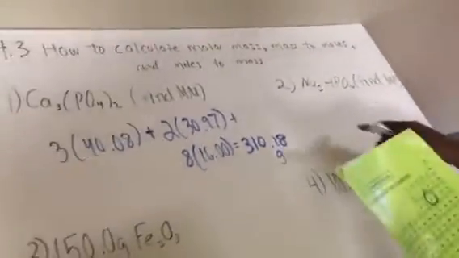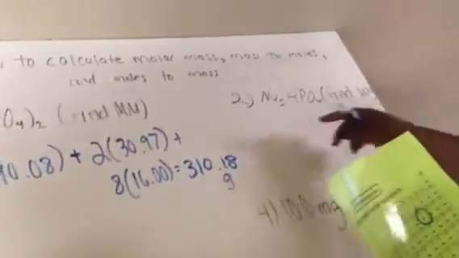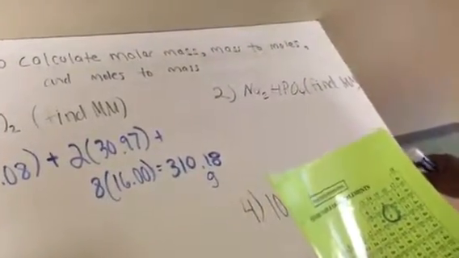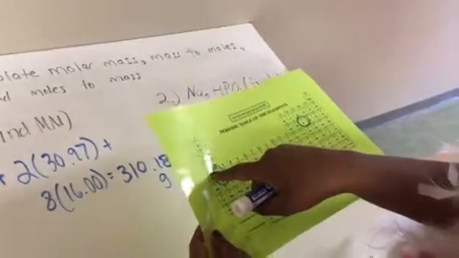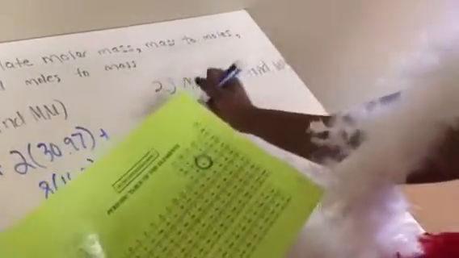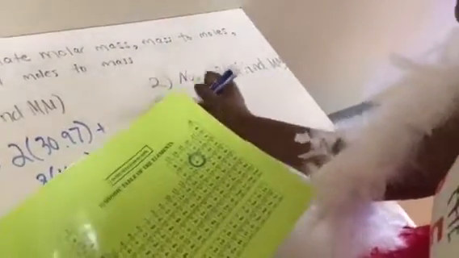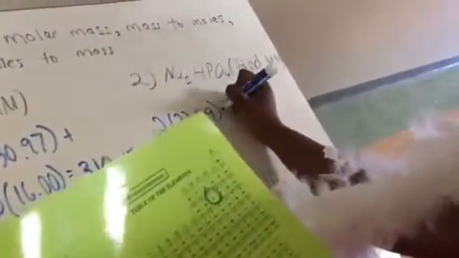Okay. Now we're going to focus on sodium, hydrogen, phosphorus, and oxygen. So sodium, we see, has a molar mass of 22.99. Since we have 2 of those, we do 2 times 22.99 plus the molar mass of hydrogen, which is about 1.01.